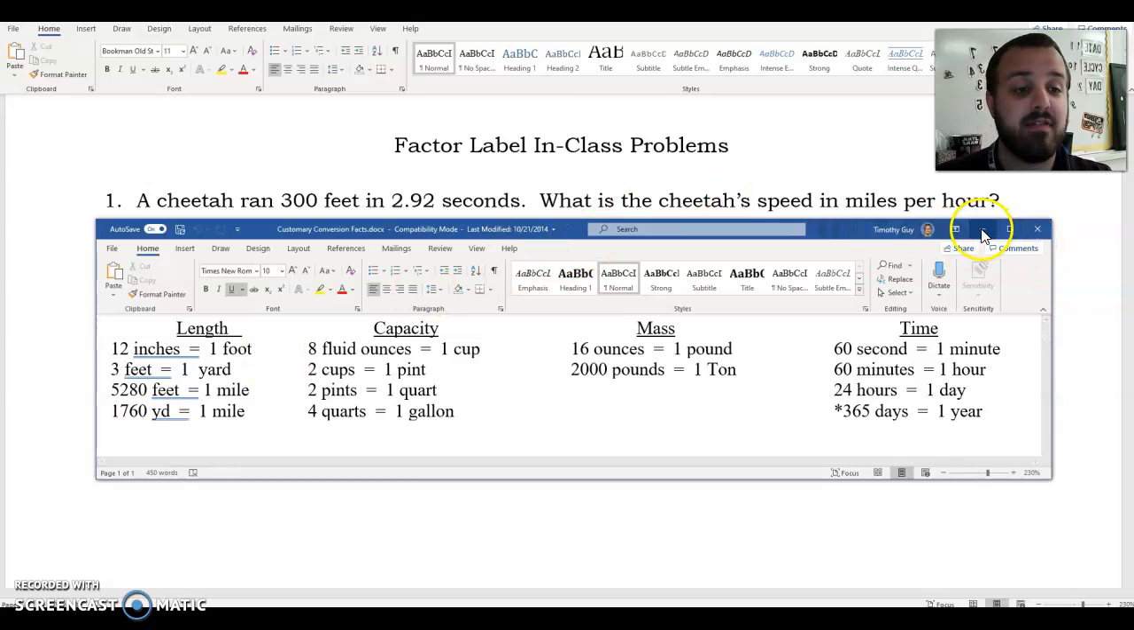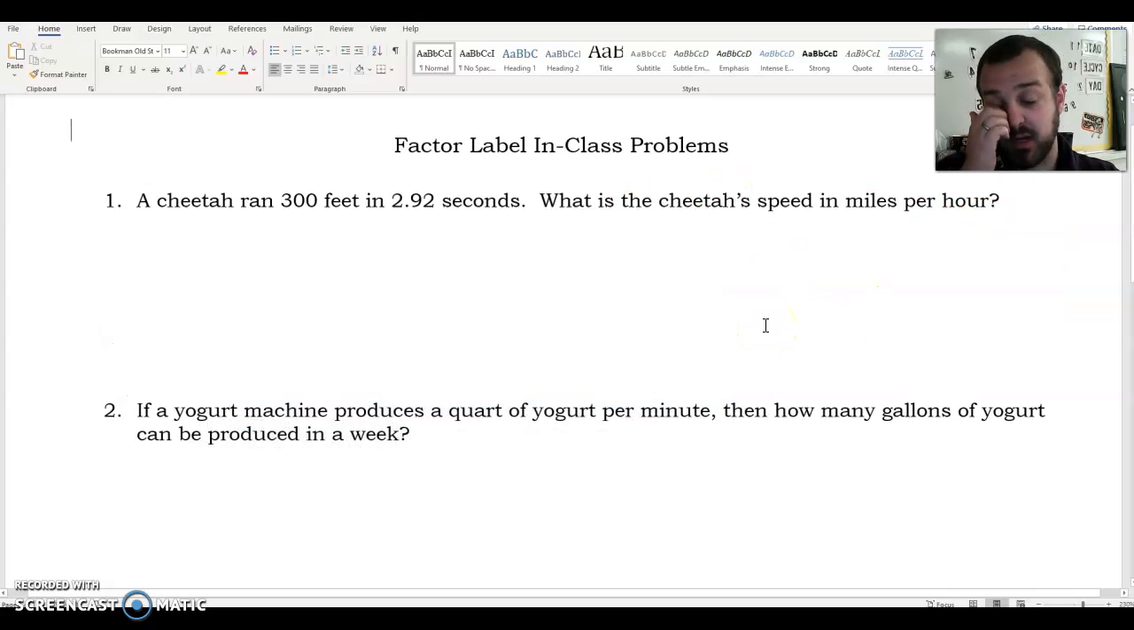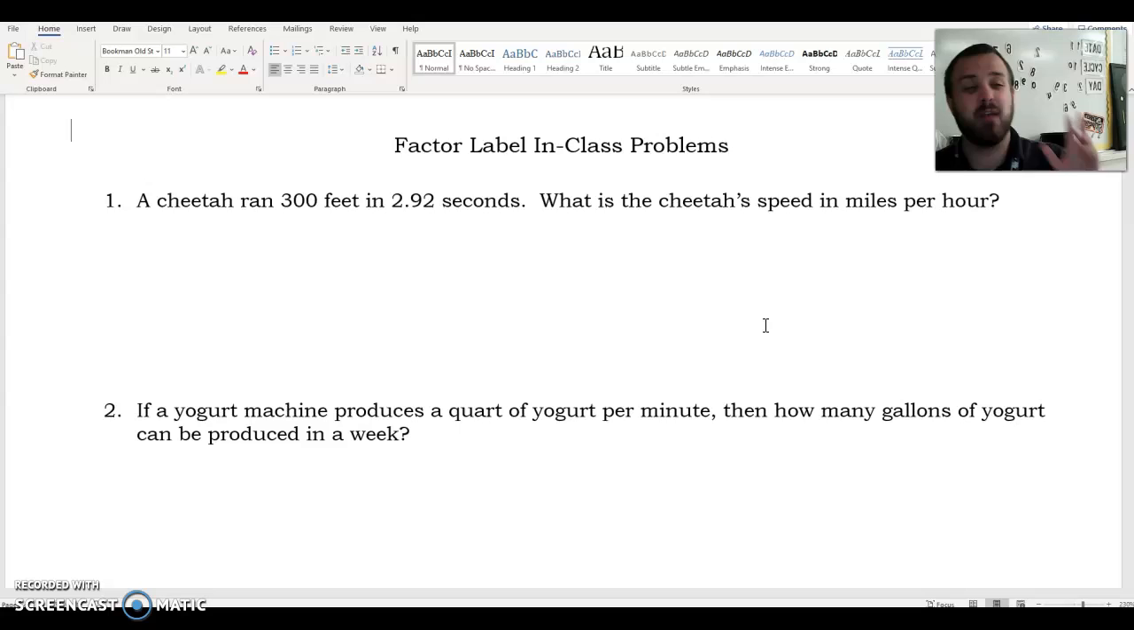But now that we have that out of the way, let's look at the kind of problems that we're going to be expected to solve here. Again, I like to call this unit analysis. What we're going to be doing is looking at how I change something from one set of units to another set of units, okay? So let's look at this first problem here. We have a cheetah. A cheetah is running 300 feet in 2.92 seconds. I want to convert that into miles per hour.